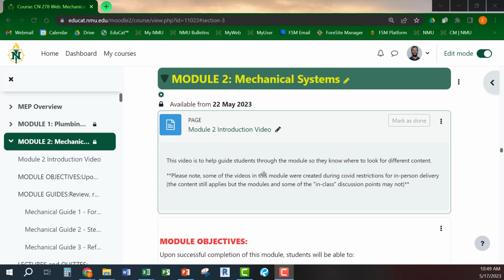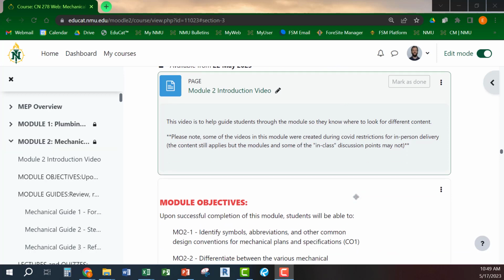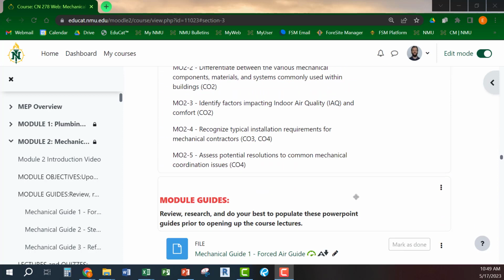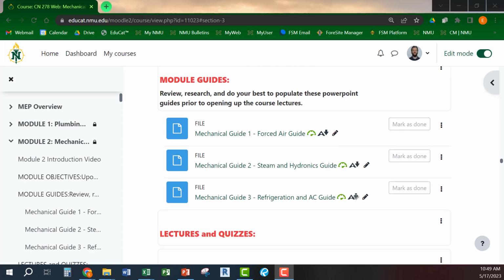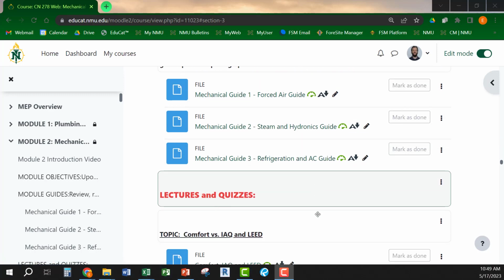It's laid out exactly the same way as your plumbing one from module one, and your electrical and low voltage controls for module three. Again, you have your objectives here and your module guide. I've broken this whole topic down into three general categories: forced air, steam and hydronic systems, and refrigeration and air conditioning. So you'll see down below we have the topics.